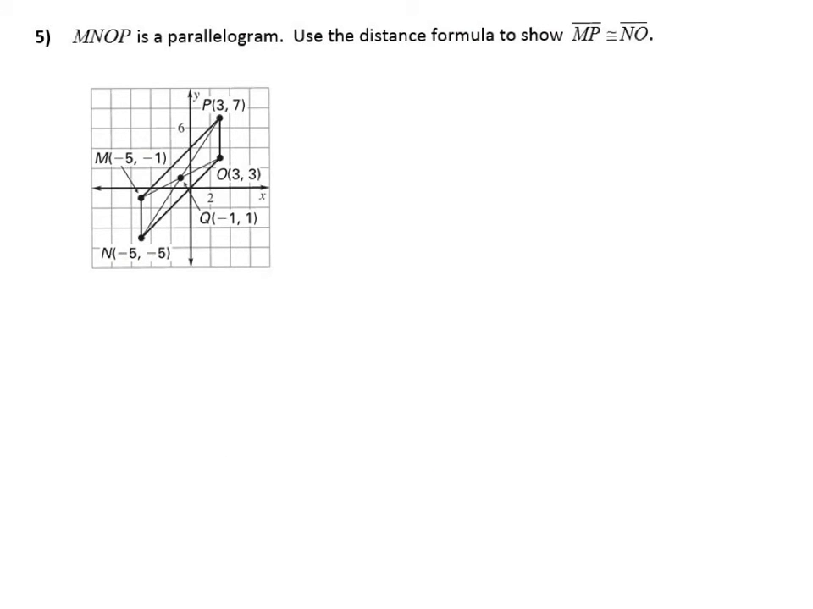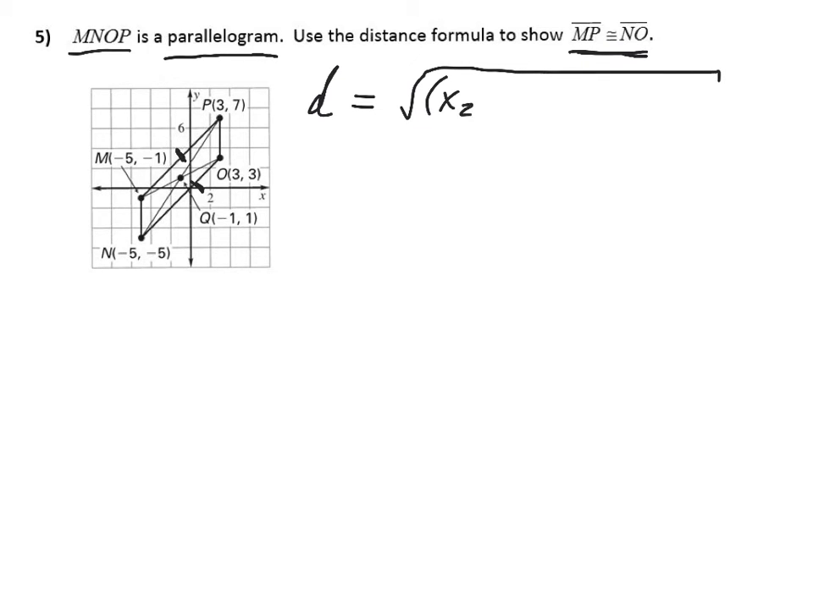For question number 5, I'm told that MNOP is a parallelogram. But if it is a parallelogram, that means the opposite sides are congruent, like MP and NO. So what I want to do is show that that is actually true using the distance formula. So let's recall what that is. It's that large square root where I'm going to do x2 minus x1 squared plus y2 minus y1 squared.